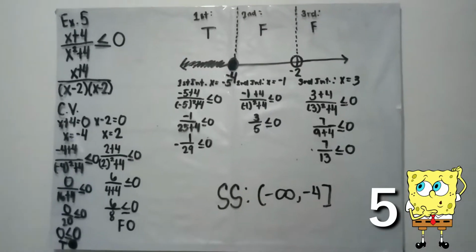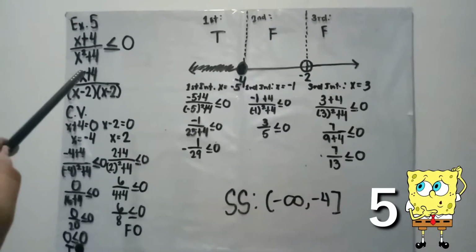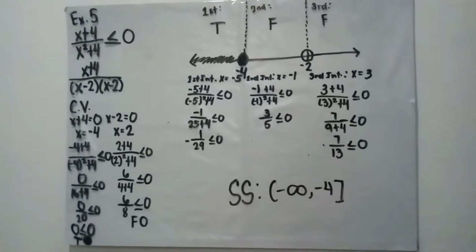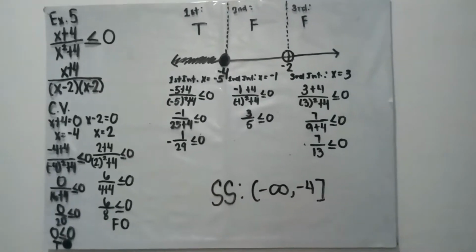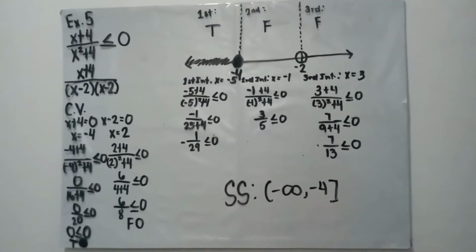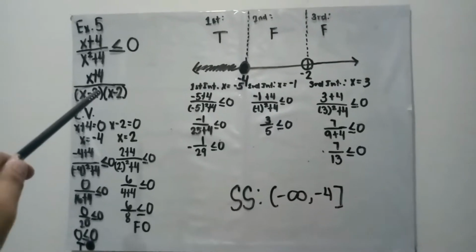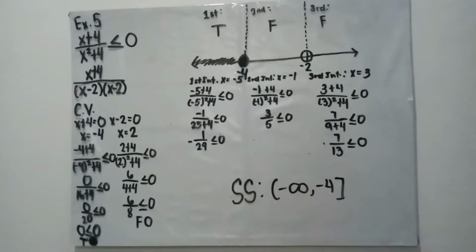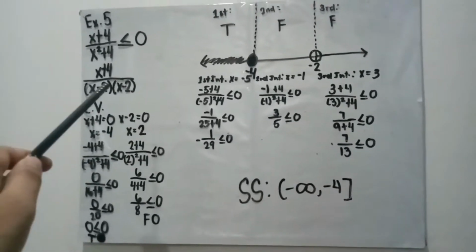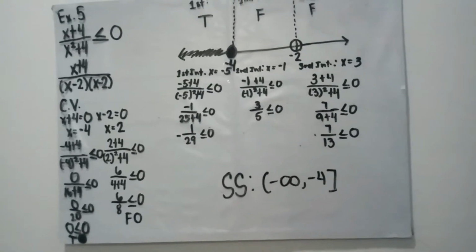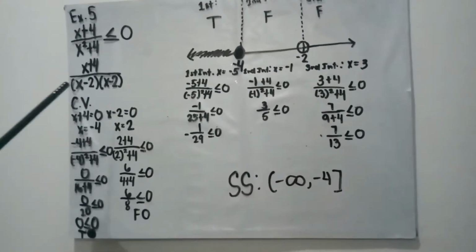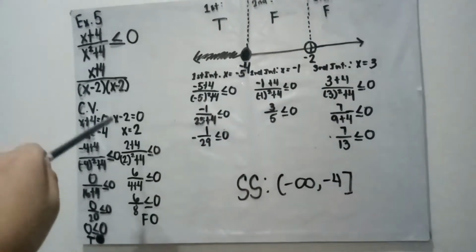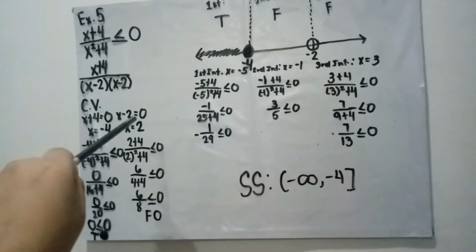So, for our last example is x plus 4 divided by x squared minus 4 is less than or equals to 0. Again, naka-general form na siya, so hindi na natin kailangan pagawin yung step 1. Then next, kailangan nating i-factor yung denominator para makuha natin yung critical values niyan. So, yung factor ng x squared minus 4 is x minus 2 times x plus 2. Then, makukuha na nga natin yung critical values. So, x plus 4 is equals to 0, x is equals to negative 4, while x minus 2 equals to 0, x is equals to 2.